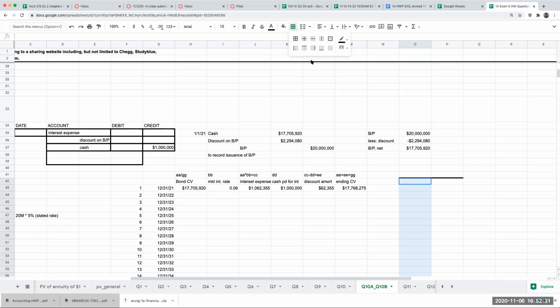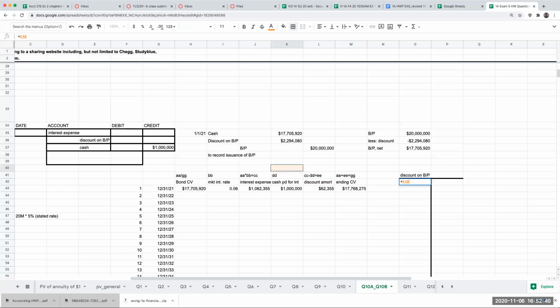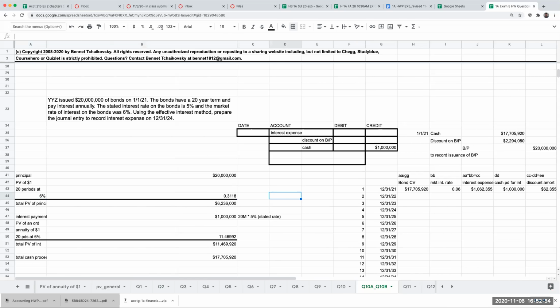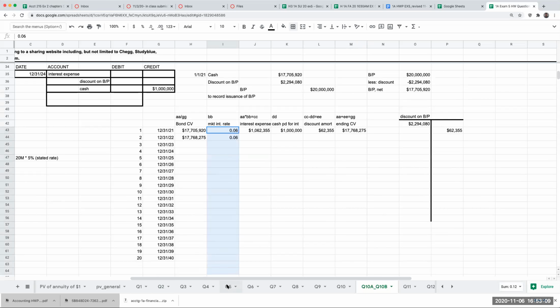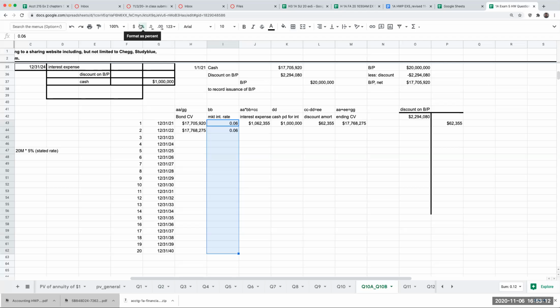And if you go through and take a look over here, my discount on bonds payable started out here at $2,294,080. And so my first amortization is right over here, $62,355. So let's go through and do it for the next year. Because I'm asking you to do this as of 12/31/24, you're going to have to go through and compute these for the first couple of years. So right here, you get this right over here. So the ending becomes the beginning for the following year.